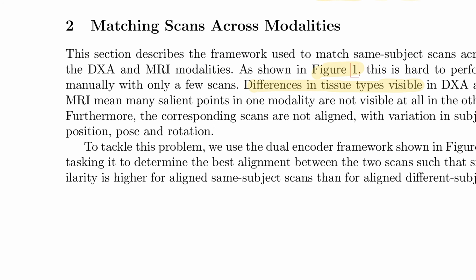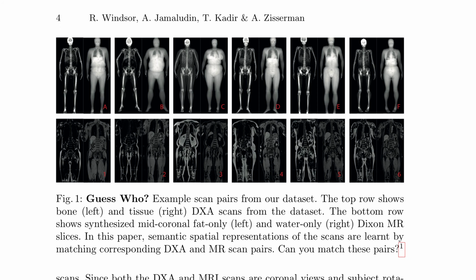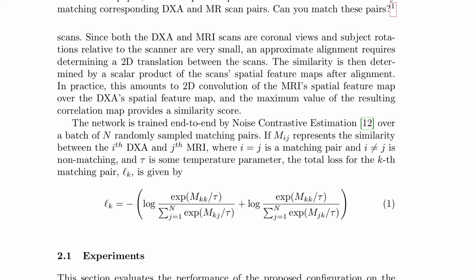And another thing is that these scans are not aligned, which means another source of noise with variation in subject position, pose, and rotation. And this is the example here with the guess who problem, their pretext task. To obtain the similarity, they first note that both of the images from these two modalities, namely the DXA and MRI scans, are coronal views, and the subject rotations relative to the scanner are very small.